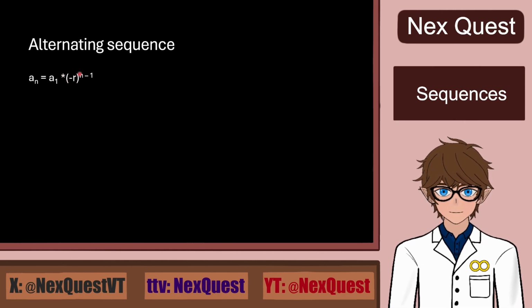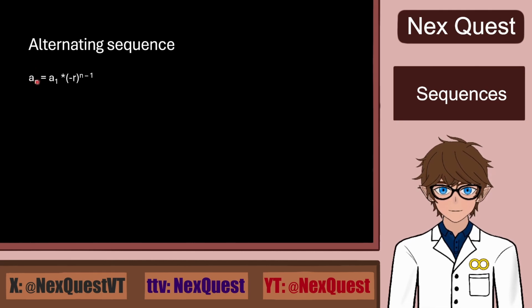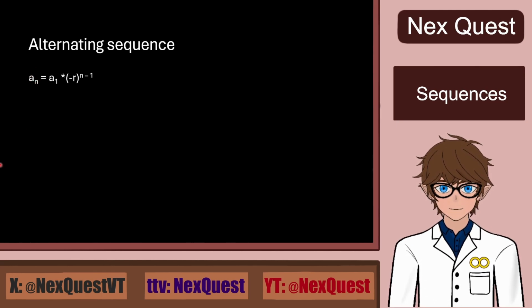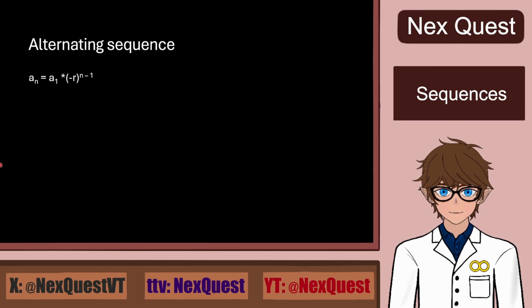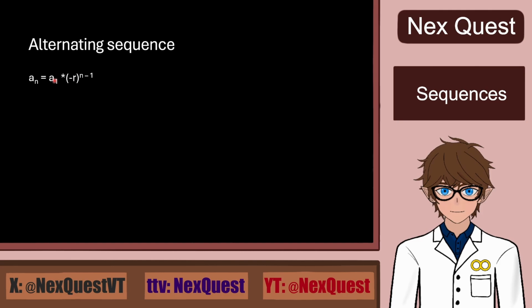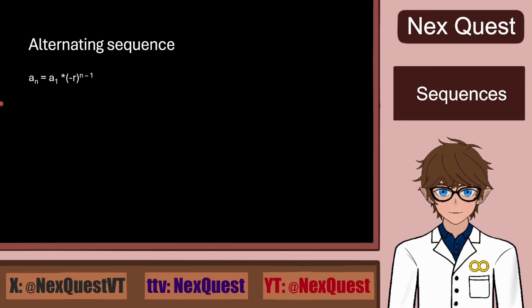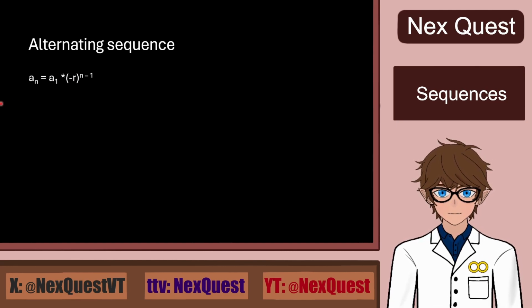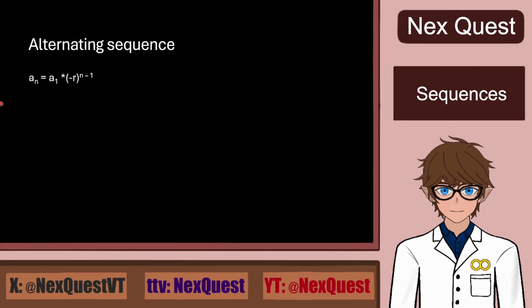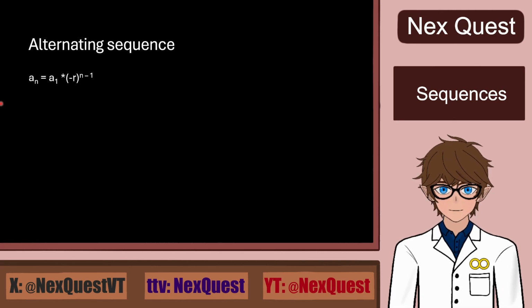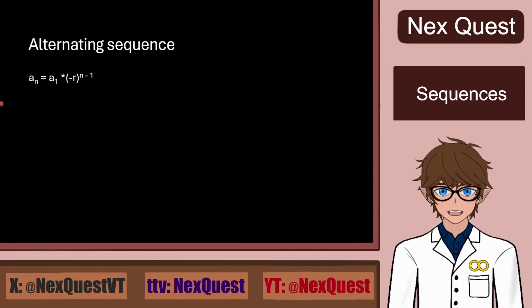So in this case, if we have an n minus 1, if we have an odd term, so the term placed in a position of 1, 3, 5, or so on, when we take 1 away, it's going to be an even number, so minus 1 to an even power is a positive 1. So the terms at the odd position will be positive, and the terms at an even position will be negative. From this formula, of course.